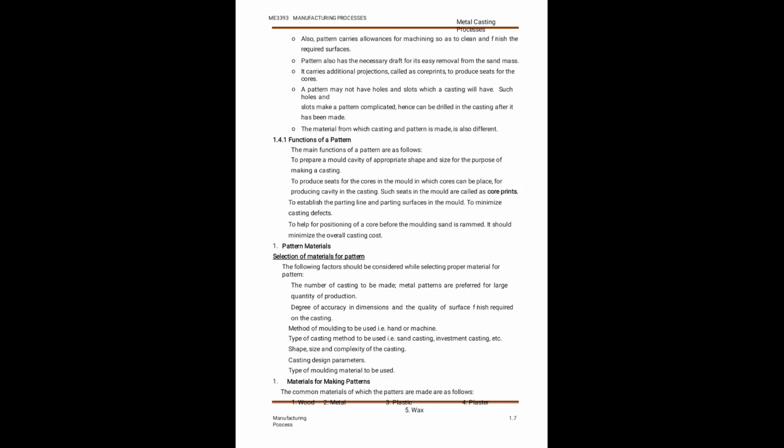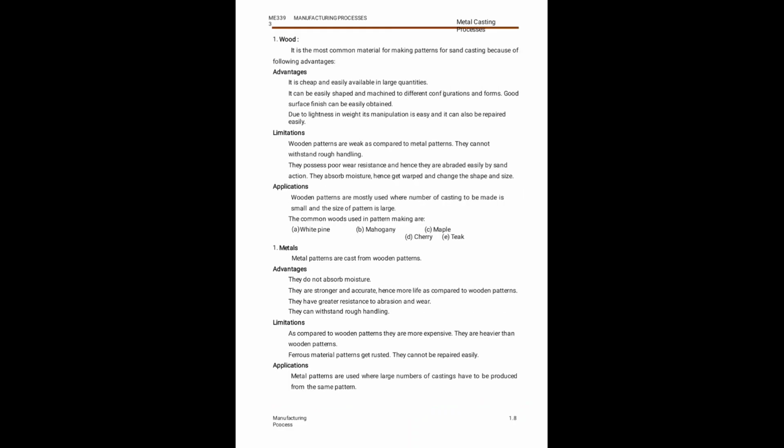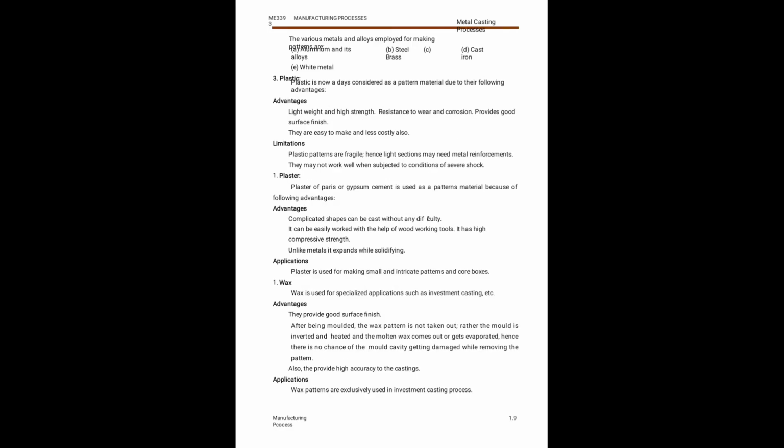Different pattern materials are used, like wood, metal, plastic, plaster and wax. Wood, mostly teak or white pine, is used, and it is low cost. It is easily made into all different kinds of regular pieces. The second one is metal. Metal patterns are cast from wooden patterns for increased life, but mostly lightweight and soft metals like aluminum are chosen for the pattern material.